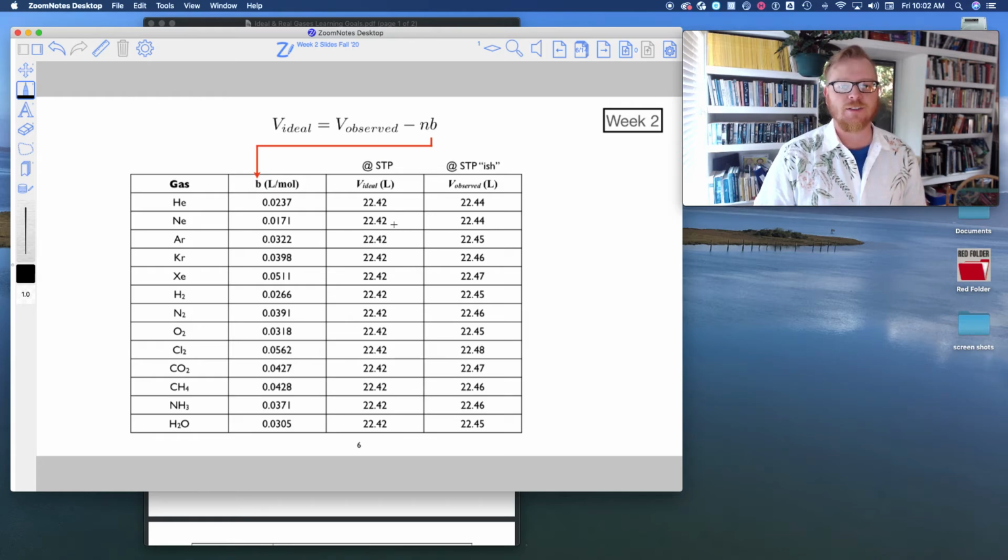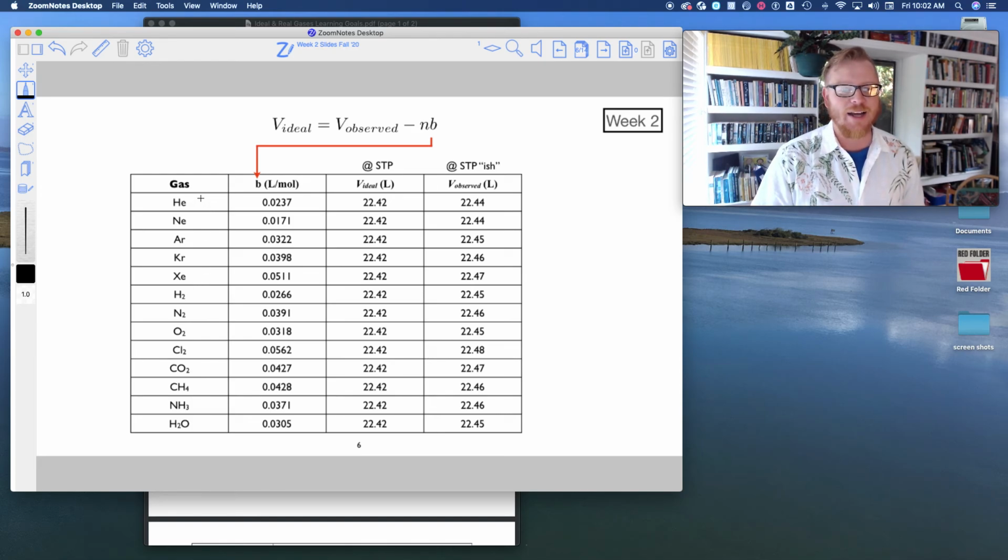And so you notice in all of the observed volumes, they're just slightly bigger than the ideal volume, right? Because the molecules themselves are taking up space, okay? And so that's what that B term gives us. And it's kind of hard to distinguish a trend here with these molecules, but certainly if you go through the noble gases, you can see the periodic trend almost perfectly.